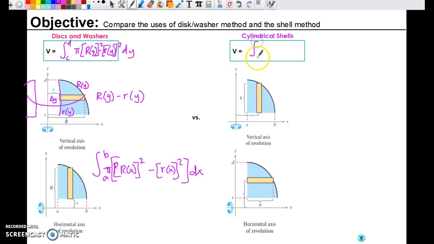So it's going to be the integration from a to b of 2 pi times r of x times the radius of rotation, which is going to be x, times dx. I guess I should say it's going to be x minus the axis of rotation, whatever that happens to be. I'm just going to call that r. I ran out of variables. Oh well. You get the idea.